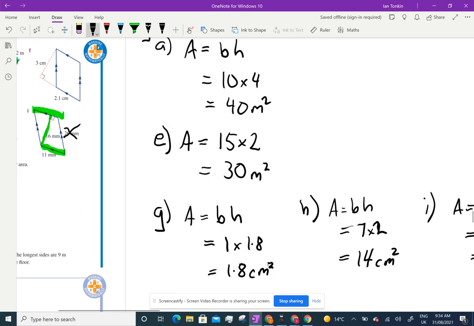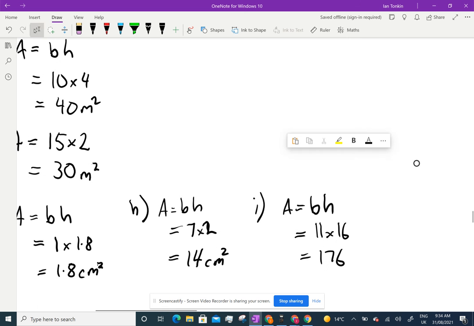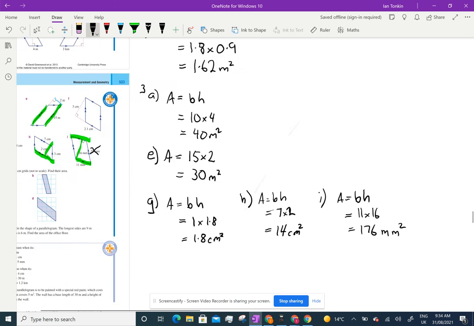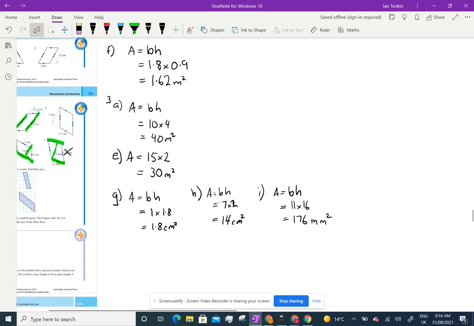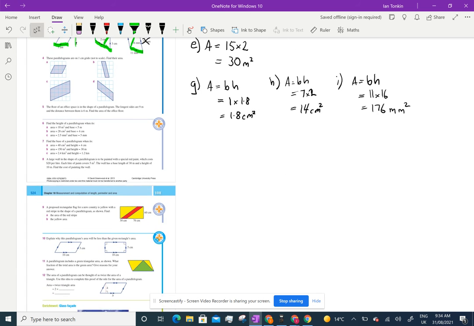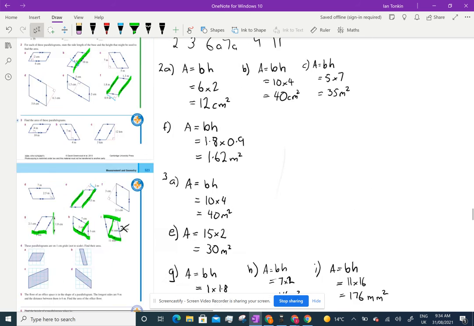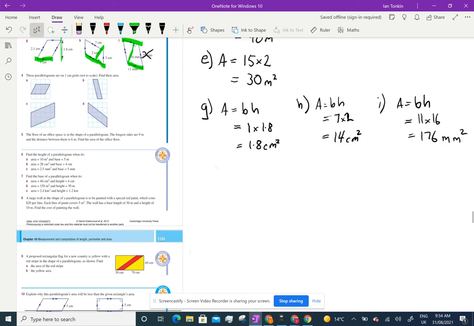And what units are we in? Millimetre squares. So that's how we find the area of a parallelogram. You need to do questions 2 and 3. I'm going to have a look at 6a and 7a and then 9 and 11. You go and have a go and see if you can get them by yourself.